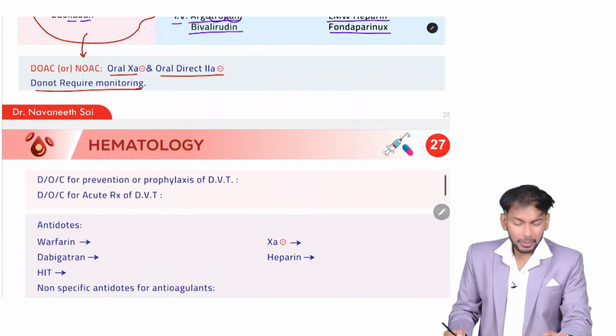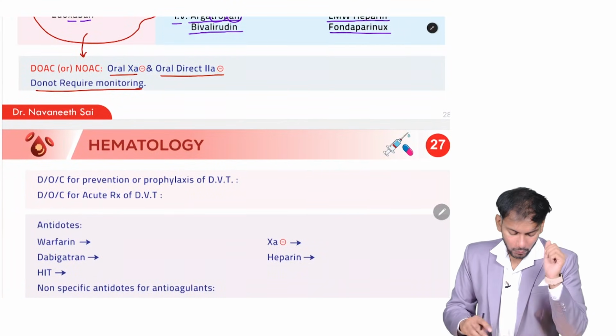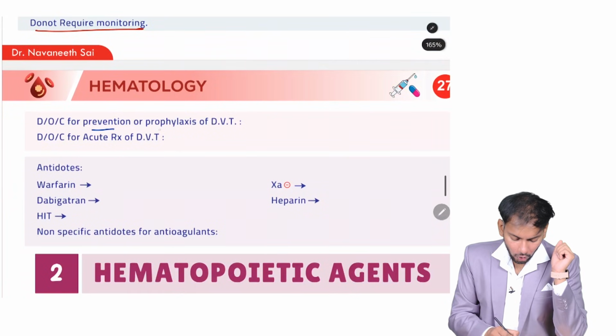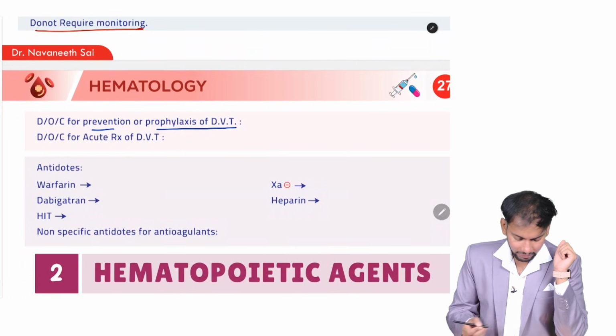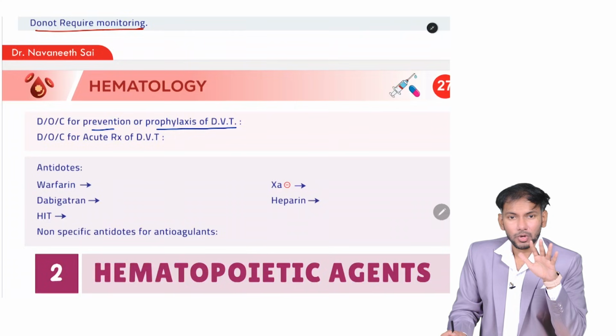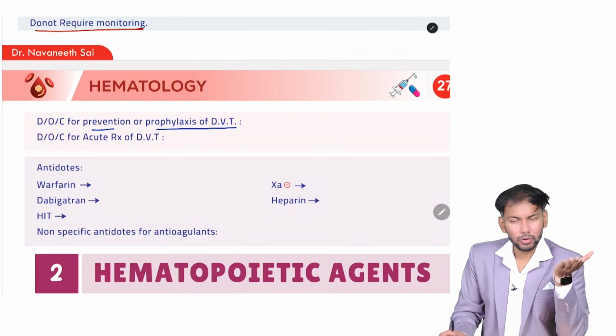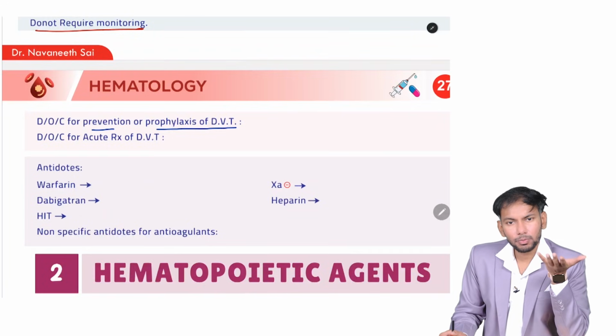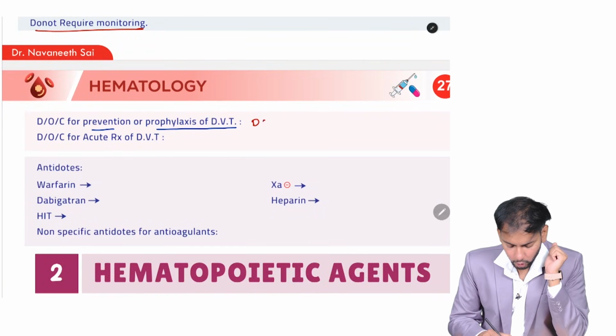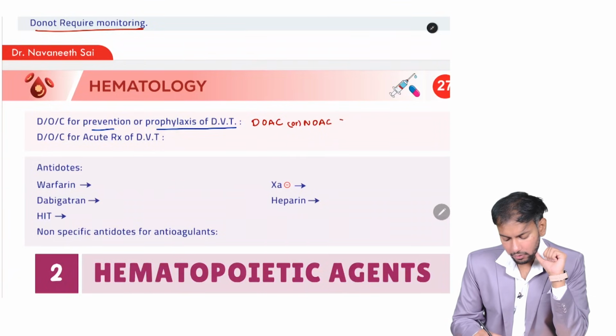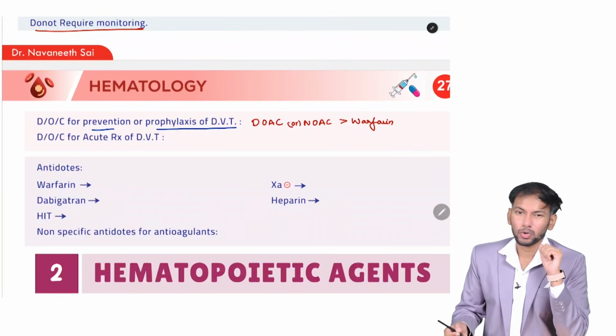Yes, now coming to the drugs of choice. What is the drug of choice for prevention or prophylaxis of DVT? DVT is a venous thrombus, so you will use anticoagulants. Obviously you have to give an oral drug. Will you give warfarin? See, warfarin requires a lot of monitoring. That is why you will give DOACs or NOACs. If you don't have DOACs or NOACs, then you will give warfarin. That's all. Before it used to be warfarin. Now we are preferring DOAC and NOAC.